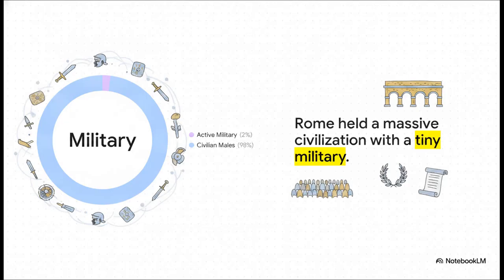But here is a truly mind-bending demographic fact. Rome managed to hold down a civilization of tens of millions of people with an active military that made up just 2% of adult males. That's it, about 300,000 soldiers in the 1st century. They weren't controlling the known world with sheer numbers, they were doing it through absolutely unparalleled organization and discipline.